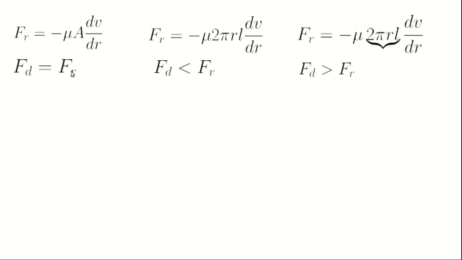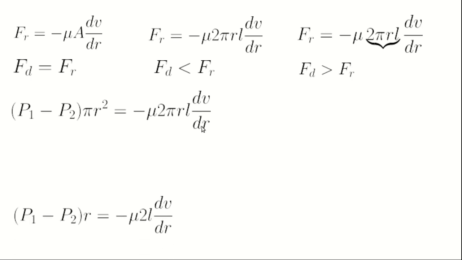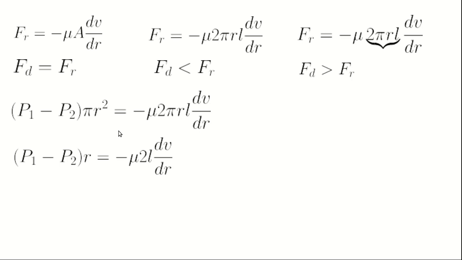So now that we know the expression for the drive force and the retarding force, we can equate these two together and see what comes out of it. So this is the drive force and this is the retarding force. From here we can cancel out R, cancel out pi, and make dV/dr the subject of the formula.